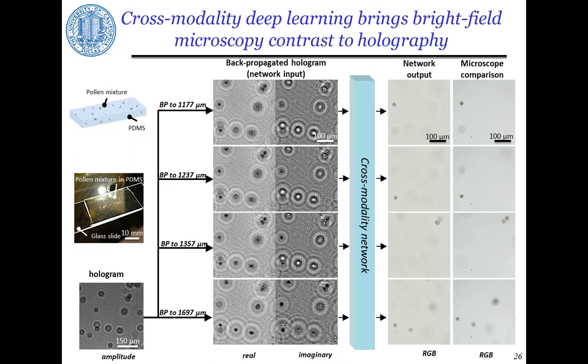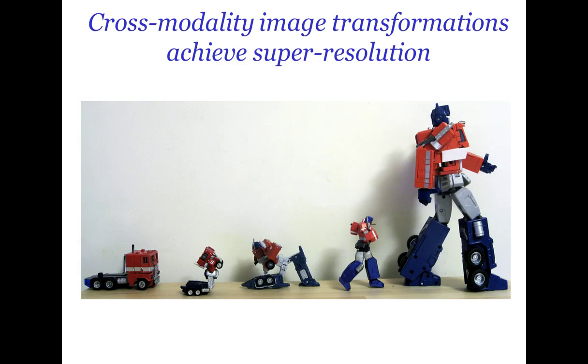And this is obviously very advantageous because we can take a hologram, backpropagate it digitally to different heights, and at each height, get the corresponding bright field image coming from a high-NA objective lens, all through virtual transformations enabled by deep learning. And this is indeed quite powerful in what it can achieve.